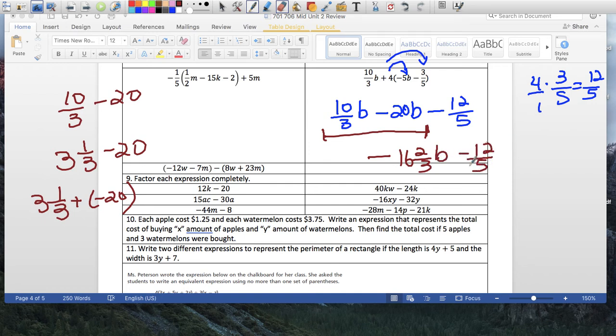Now, some of you might ask, well, I need to change this to a mixed number. Look at your multiple choice answers. See how the answers are written. And you can change 12/5 to 2 2/5, okay? And see if it matches any of your answers.